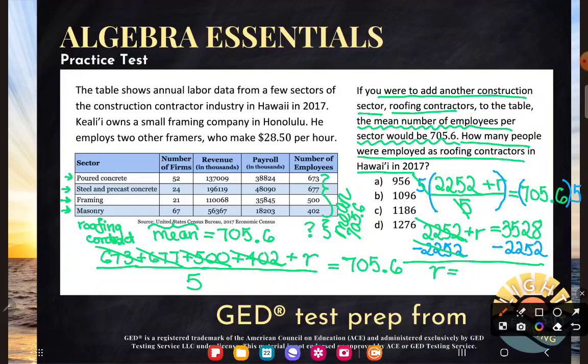And 3528 minus 2252. Can you hear my dog whining? I'll let you out in a second.